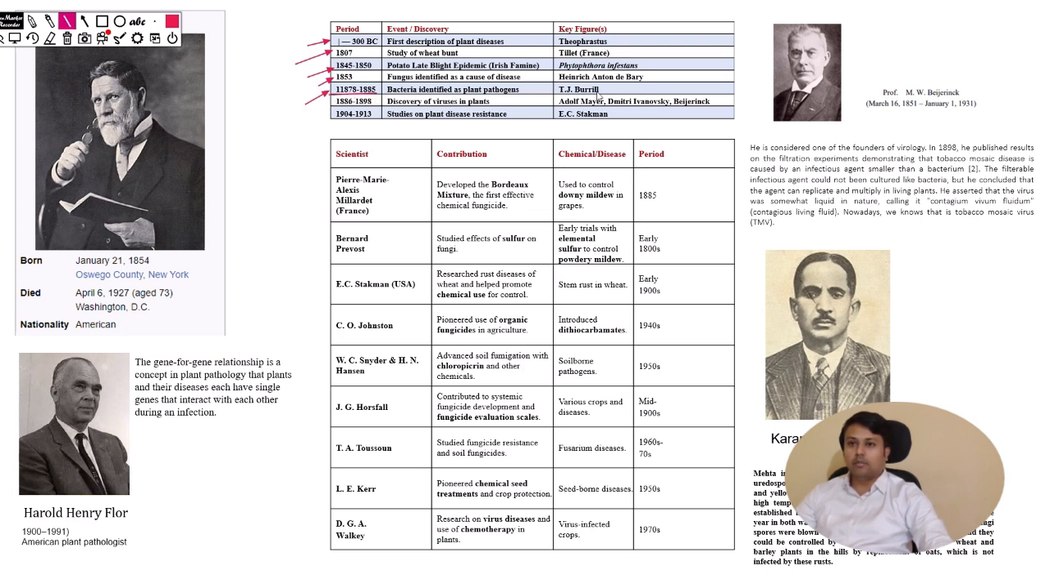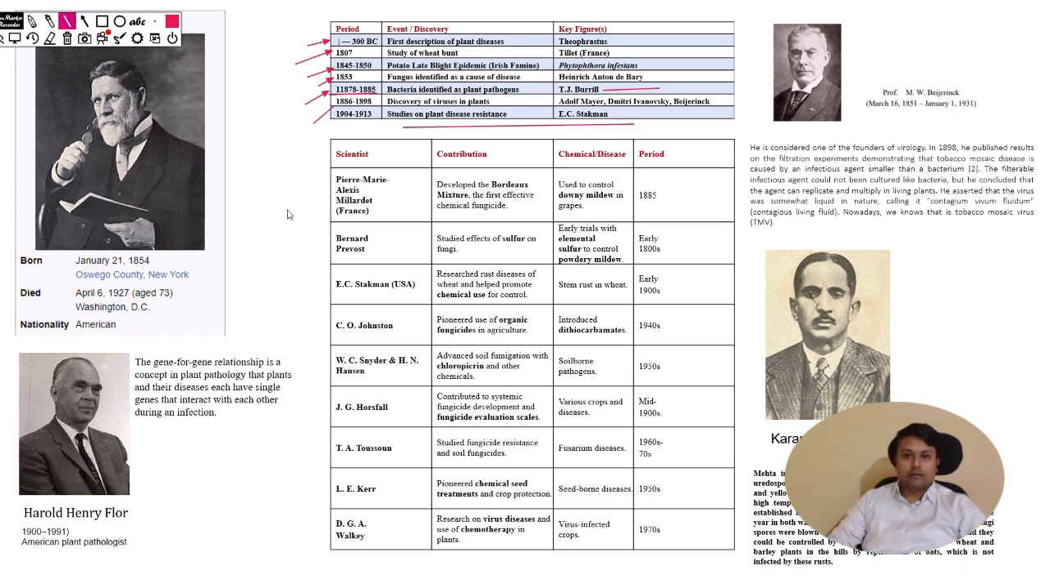T.J. Burrill. In 1886, discovery of viruses was seen. Studies on plant disease resistance by Stakman. Millardet of France developed Bordeaux mixture for control of downy mildew in 1885. Prevost used sulfur to manage powdery mildews. Stakman emphasized the use of chemicals. Johnson pioneered organic fungicides in agriculture. He introduced dithiocarbamates.